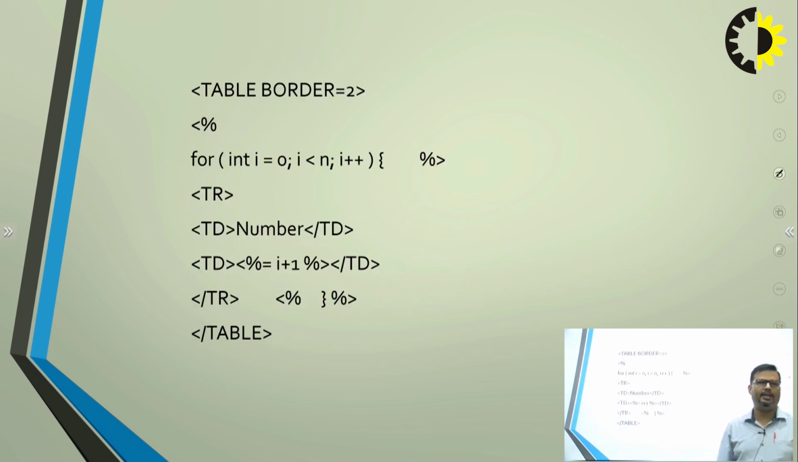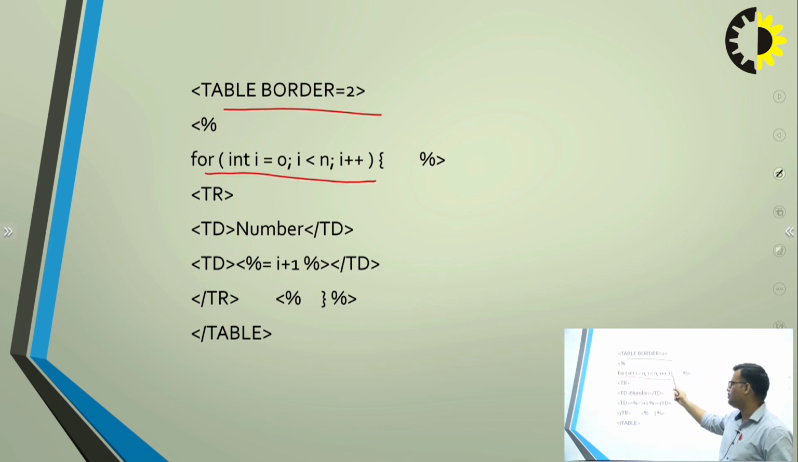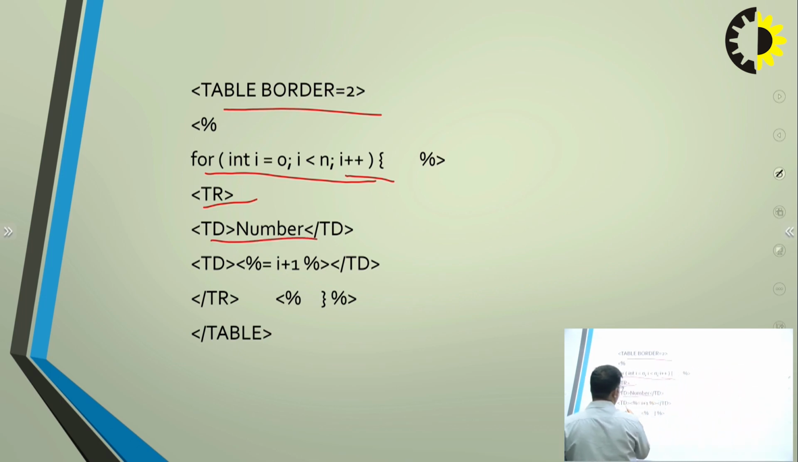The same procedure applies for a table border. How to declare a table border? This is the table border, then a for loop: for int i equals 0, i less than n, i plus plus. Then the table row, then TD number, then increment, then close, then table closed.